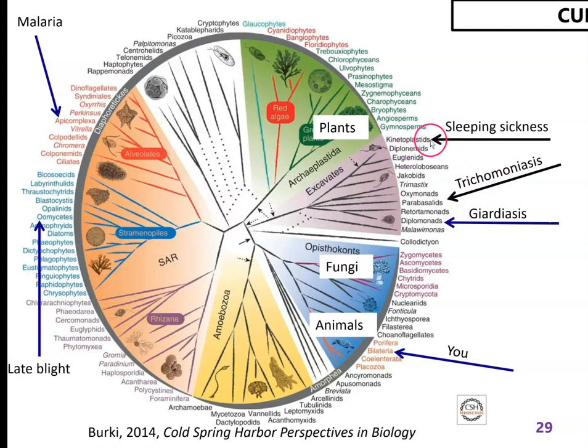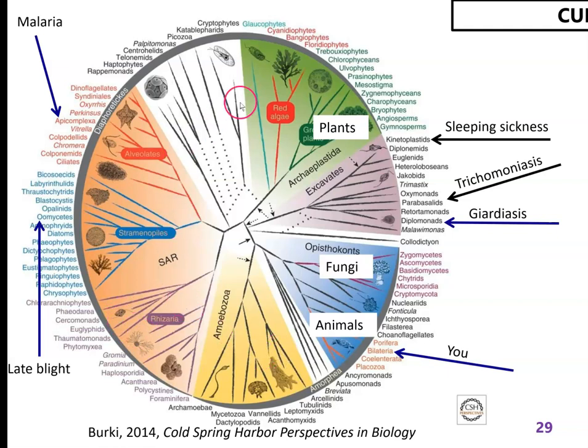Kinetoplastids involve the trypanosomes that cause sleeping sicknesses. And then Giardia is from the diplomonads. Malaria is from the apicomplexa. And those are human diseases. A disease of crops that has caused massive crop failures that have led to huge migrations of people is late blight, which is a disease of potatoes, and that's caused by an oomycete, which is just another protist.